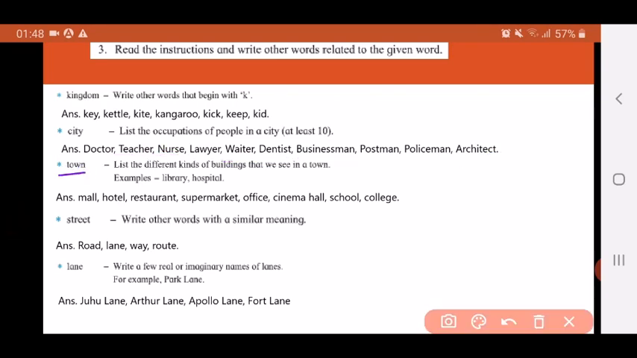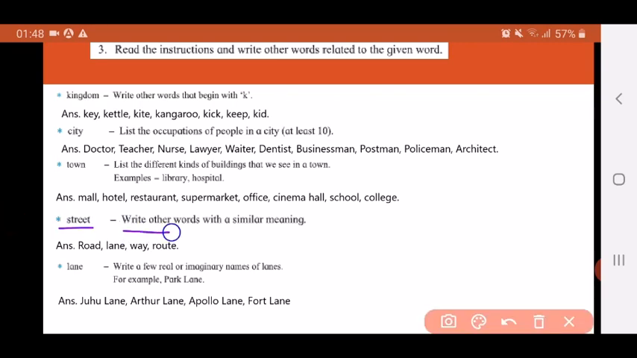Next, town. List the different kinds of buildings that we see in a town. For example, some buildings are libraries, some are hospitals. So what all buildings do you see around? Mall, hotel, restaurant, supermarket, office, cinema hall, school, college.